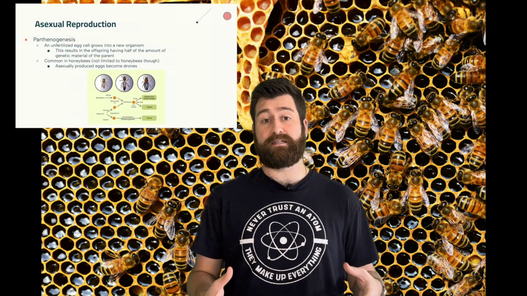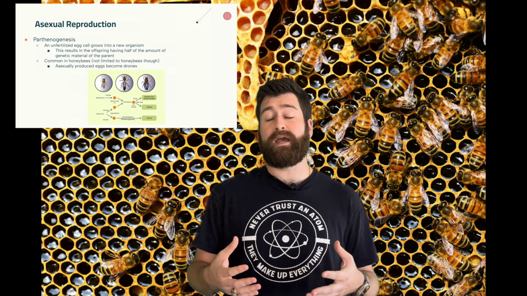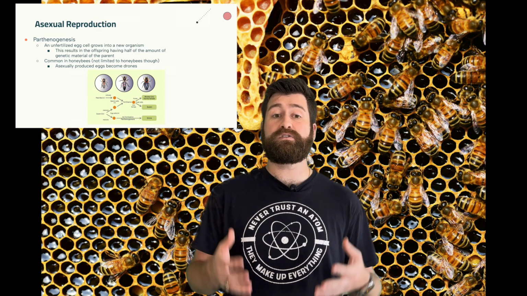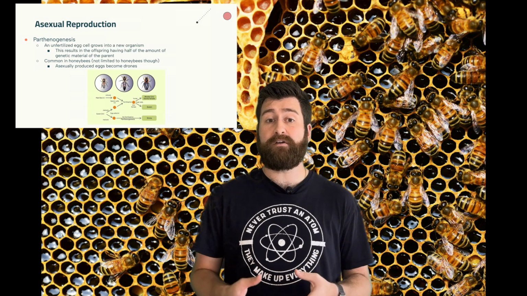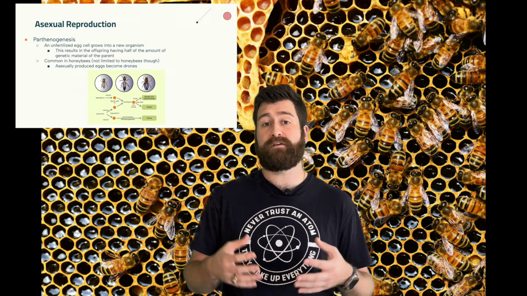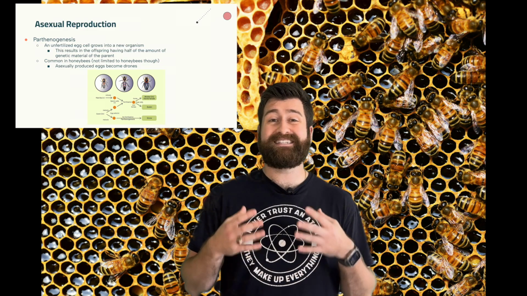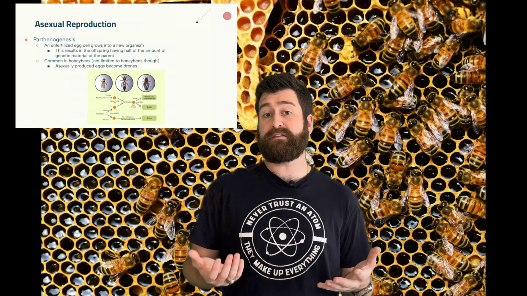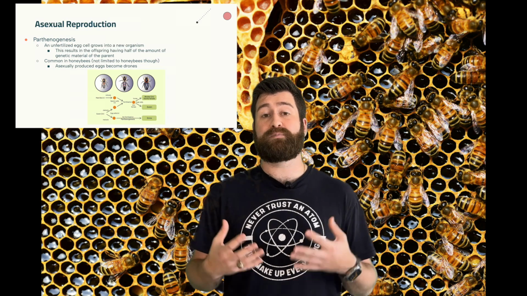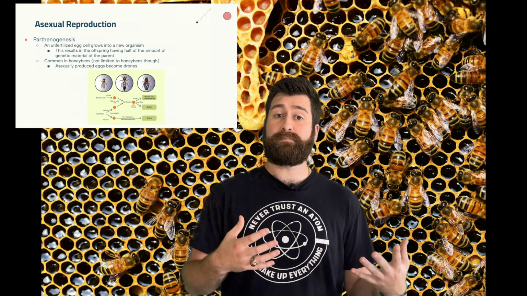The last type of asexual reproduction we're going to talk about today is parthenogenesis. This is when an unfertilized egg cell grows into a new organism, which results in the offspring having half of the amount of genetic material of the parent. This is common in honeybees, but it is not limited to them. In the case of honeybees, asexually produced eggs become drones. Instead of being diploid, they are haploid. Now, those are just a few examples of asexual reproduction. But let's move on and talk about sexual reproduction.